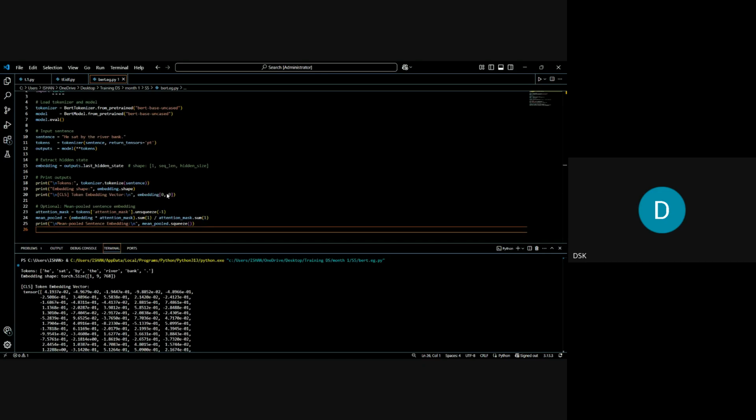BERT prepends every input with a special token, that is CLS. This token embedding is often used as a summary of the sentence. So we are printing the 768 dimensional vector corresponding to the CLS. Then the attention mask comes, that is mean pooling for sentence embedding. Over here we calculate the mean of all token embeddings, ignoring padding tokens, none here. So this gives a sentence embedding that represents the overall meaning of the sentence.